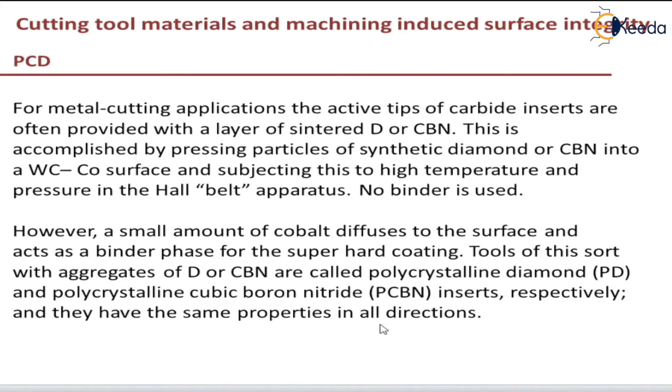Usually no binder is used, but sometimes a small amount of cobalt diffuses to the surface and acts as a binder phase for the superhard coating. So tools of this sort with an aggregate of diamond or CBN are called polycrystalline diamond, that is PCD, or PCBN, that is polycrystalline cubic boron nitride inserts. They have the same properties in all directions.